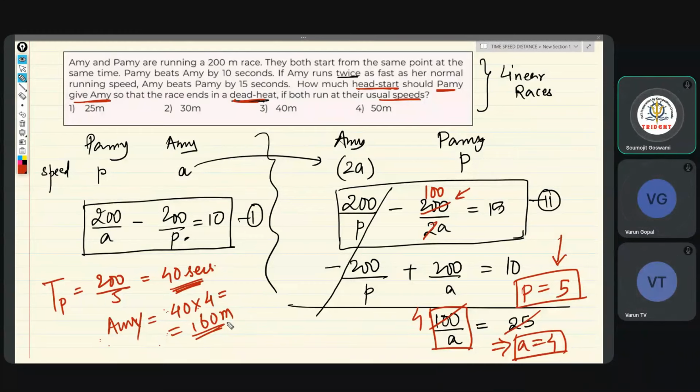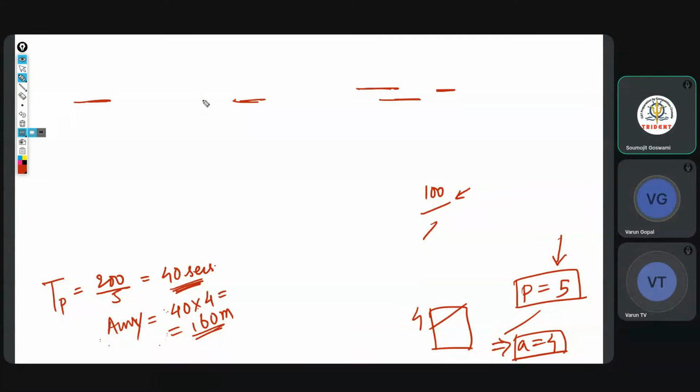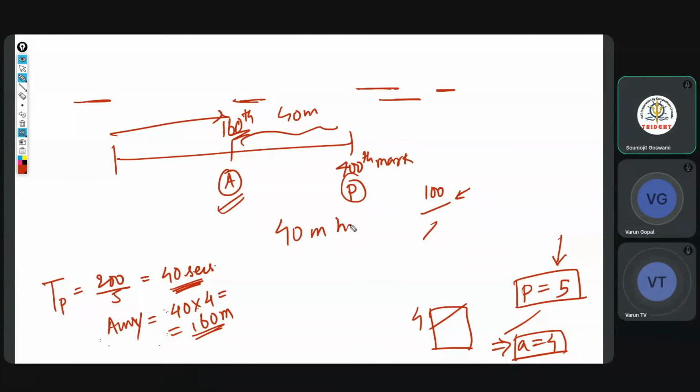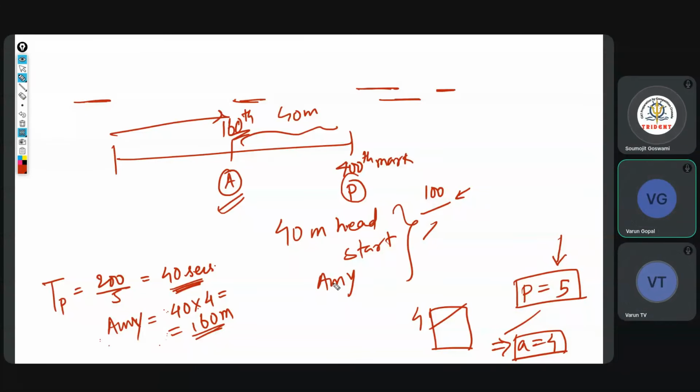If I'm allowed, let me take you to the white screen. PAMI is at the 200th mark. AMI is over there at 160, from 0 to 160. So there is a difference of 40 meters. Now please understand, if PAMI would have given this fellow 40 meters head start, then AMI would have won, no? Sorry, not won. They would have ended in a dead heat. Yes. So this is the answer to that.